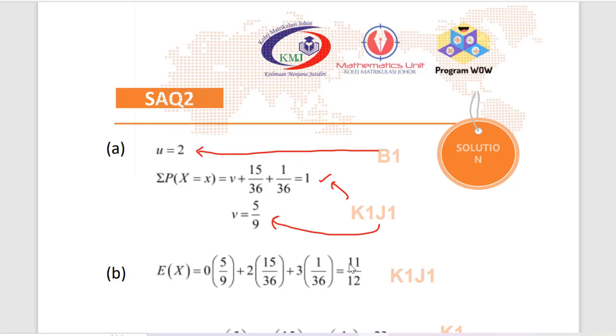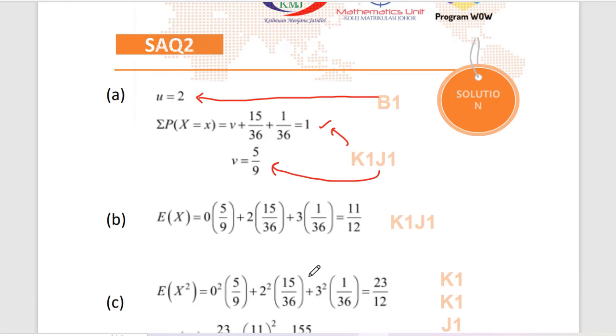Okay, and then for part B, you need to find the mean of X. So, which is kita kena dapatkan expectation of X. So, nak dapatkan expectation X, kita just darabkan X dengan probability of X, and then kita totalkan. Okay, so here you got K1. Okay, this working, awak akan dapat K1. Ini dapat J1. Okay, sebab tu dia bagi K1, J1.